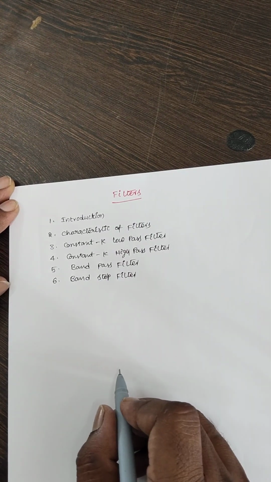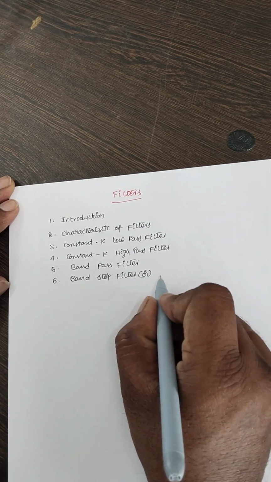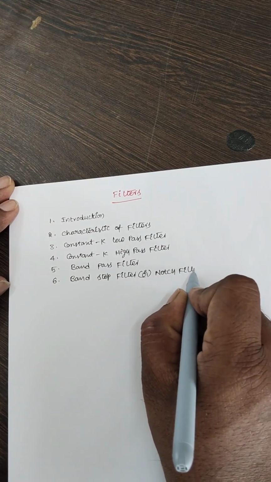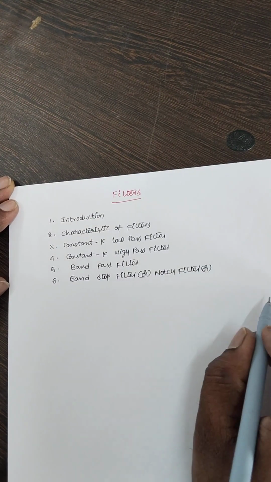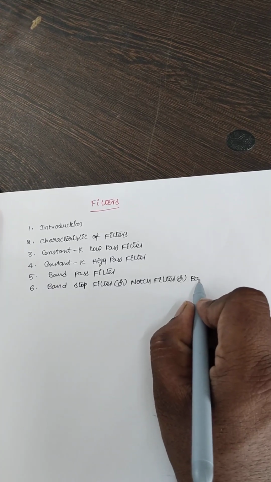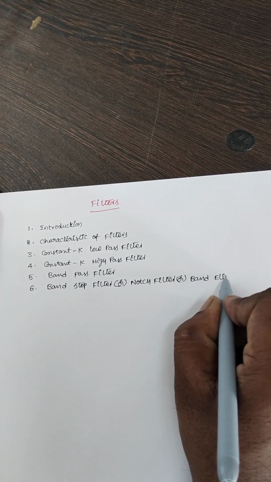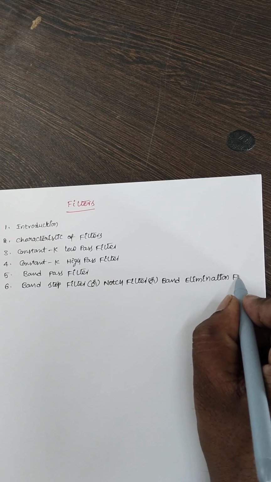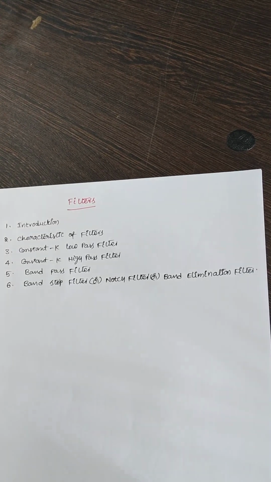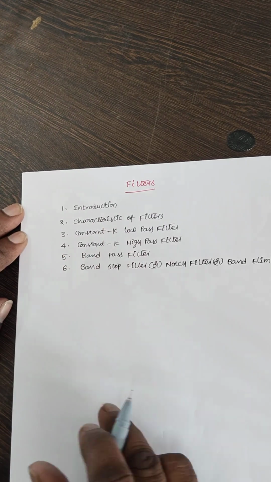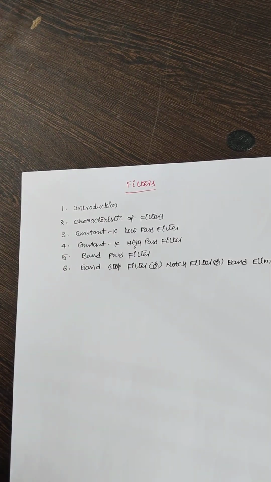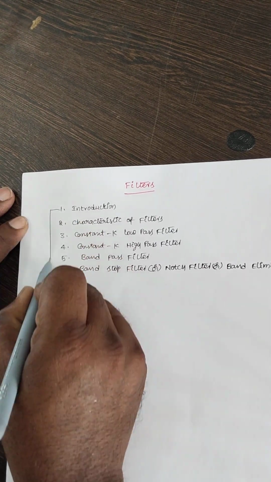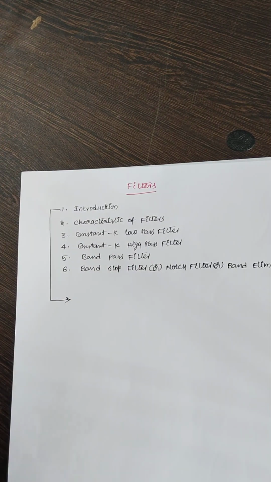The other name for this band stop filter is also called the notch filter or band elimination filter. Okay, so these are the 6 concepts that I am going to explain in this session. So first one, this introduction will have the different concepts.